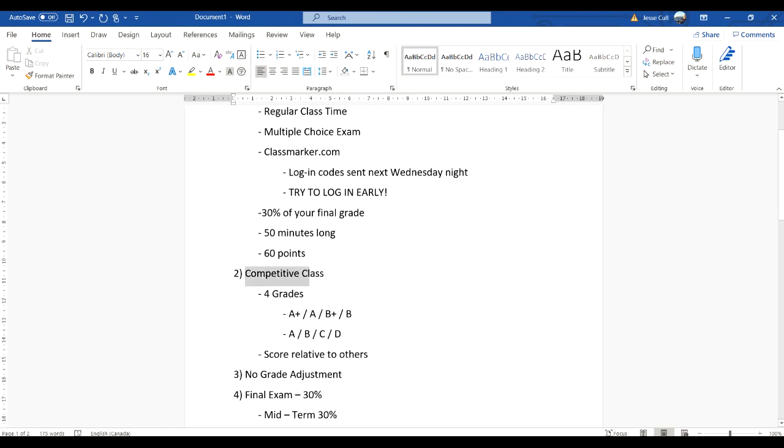Some end of the year information. This is a competitive class. There are 4 grades: A plus, A, B plus, B, or F. That is also possible. If your scores are below passing, you will not pass. A plus, A, B plus, B are only for students who are passing this class. So please be aware, Fs are possible.